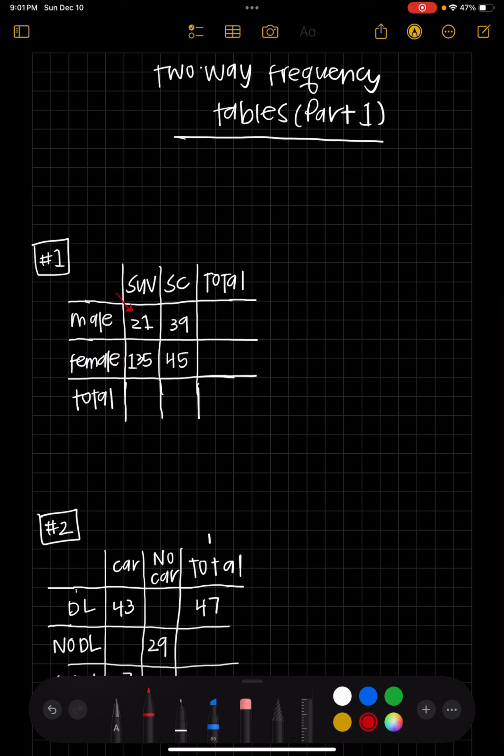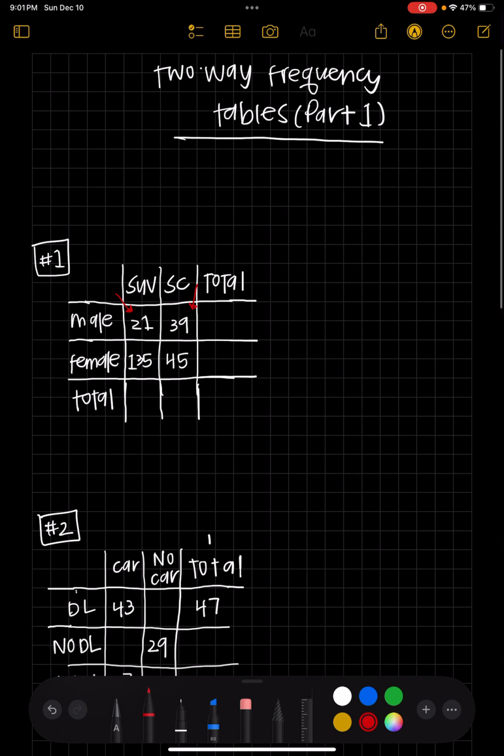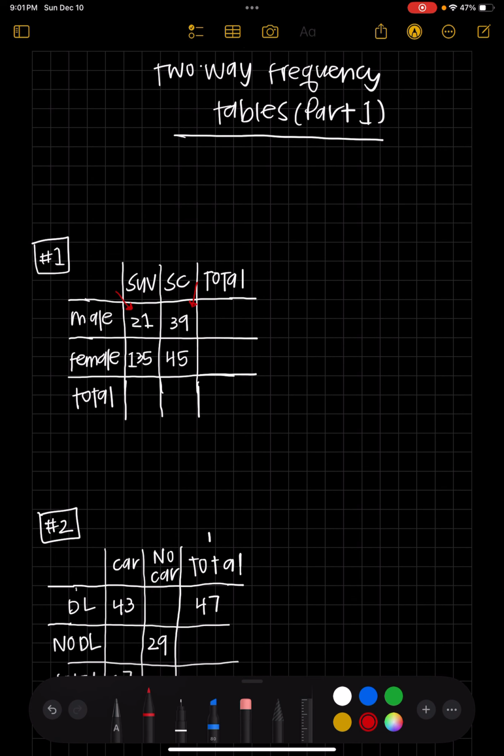says that there are 21 males that want an SUV. And then this 39 right here says that there are 39 males that want a sports car. And then the same goes for the numbers below it. So there are 135 females that want an SUV and 45 females that want a sports car.